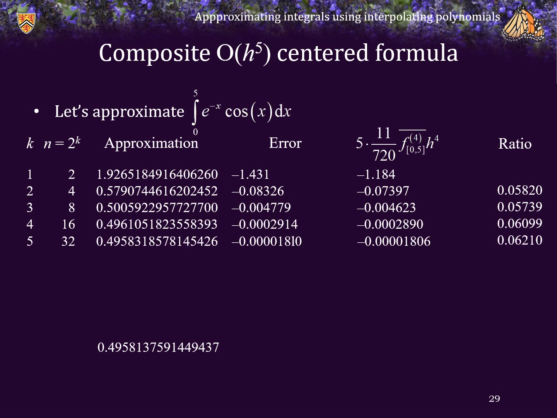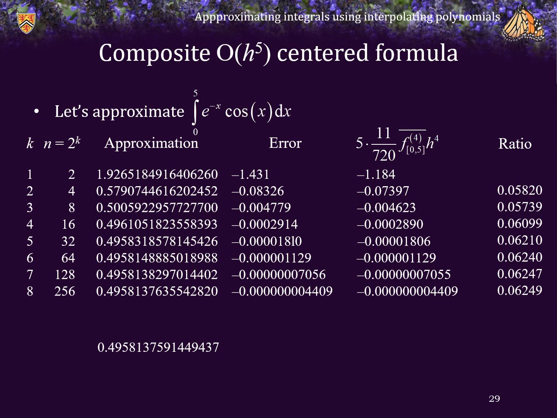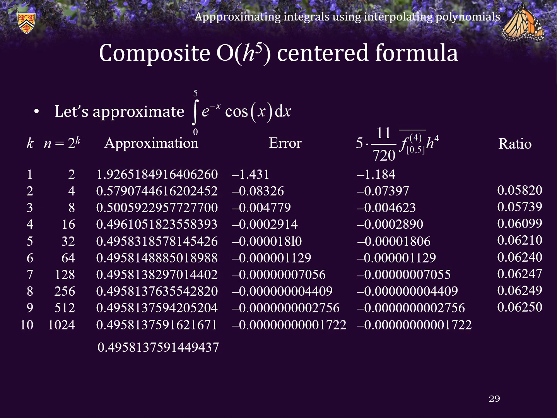As we continue to do this, you will notice that the error drops by a factor of 1 over 2 to the 4, or approximately 0.0625. And so we're getting better and better approximations very quickly. So now we are approximating the integral with 1024 subintervals, and we have a very precise answer. Taking a look at this, we have 2, 4, 6, 8, 10 significant digits of accuracy.